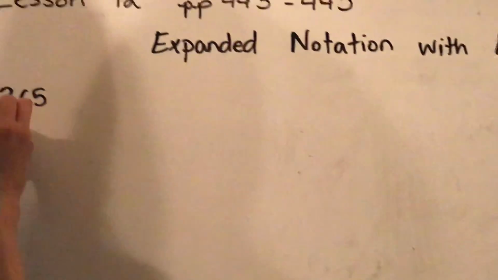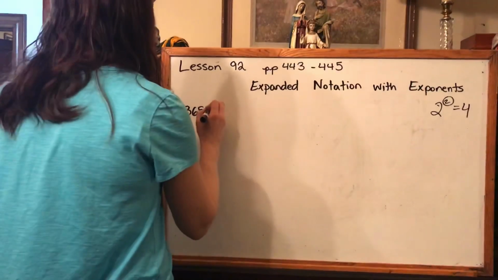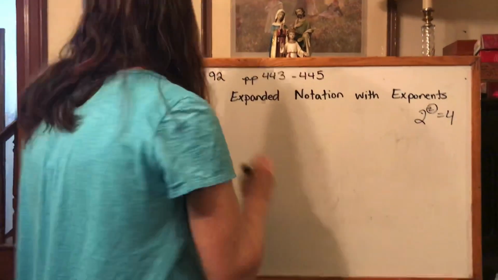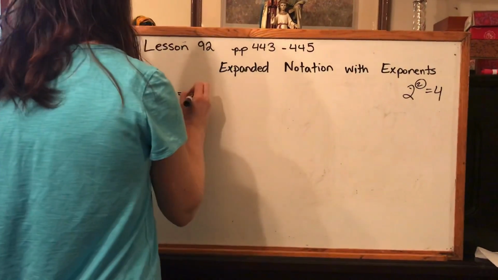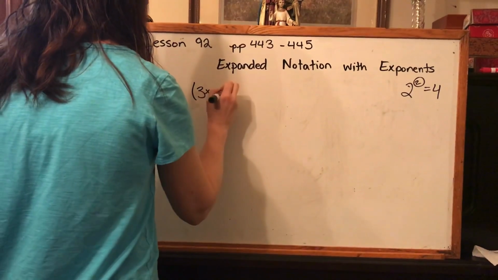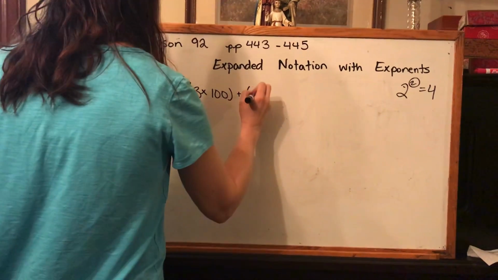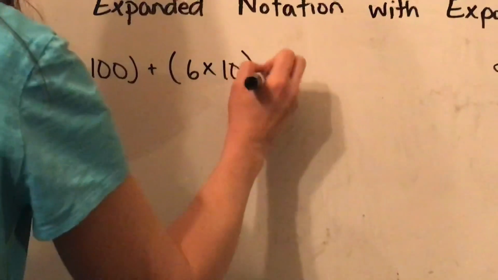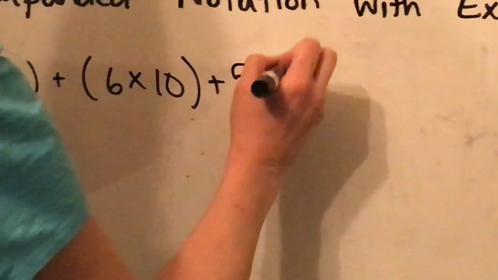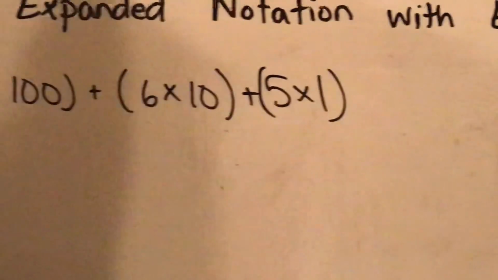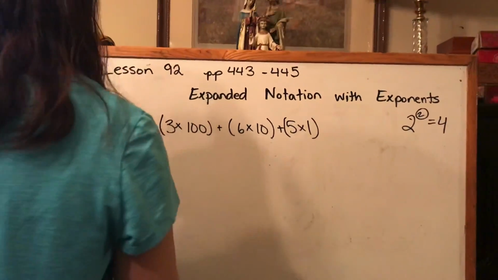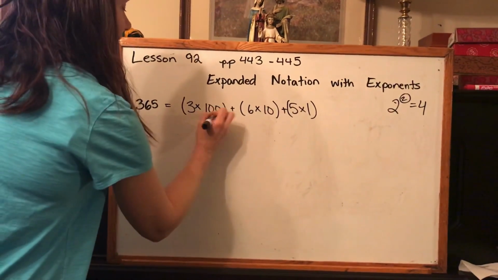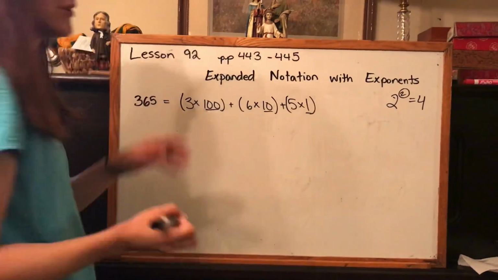If we're going to write 365 in expanded notation, this is how we would do it. You already know how to do this. This is not anything new. 3 times 100 plus 6 times 10 plus 5 times 1. Okay, following so far? All right, now we're going to turn each of these into exponents.